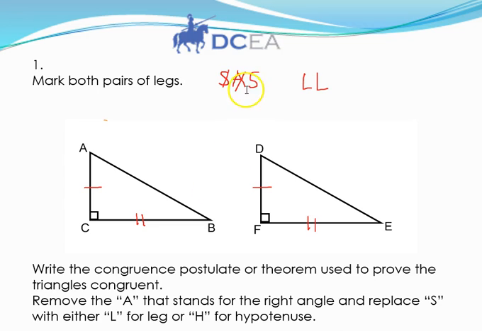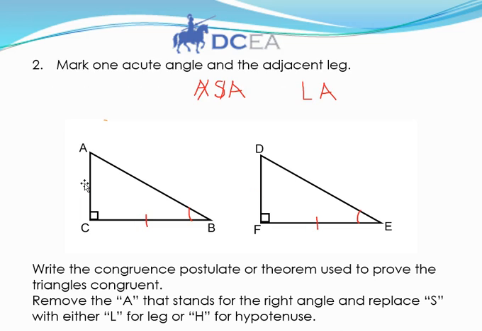Now what I want you to do is mark through the A, which is the right angle, and mark through one of the S's, and replace the S with an L, and replace the other S also with an L. So we'll go ahead and we'll strike through this one also. And SAS becomes leg, leg.